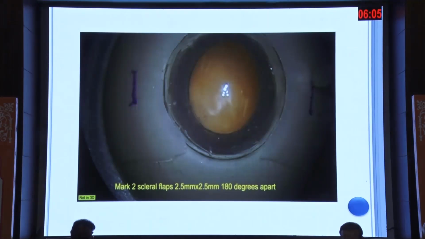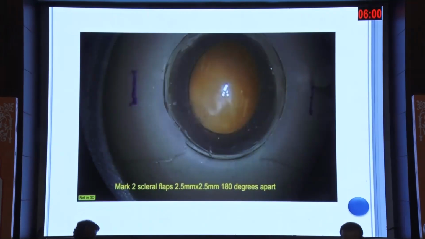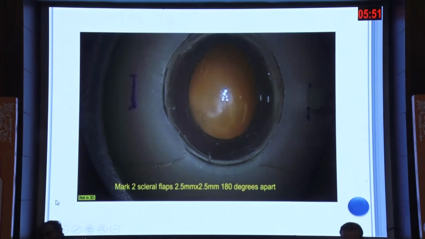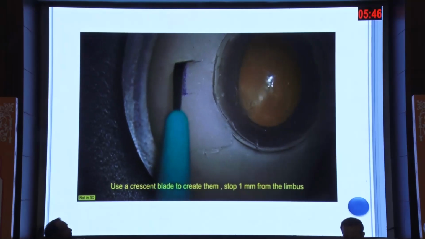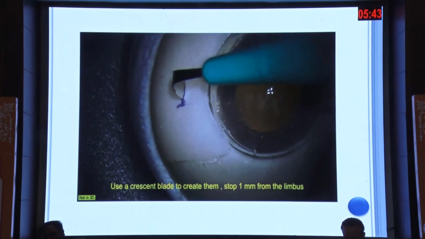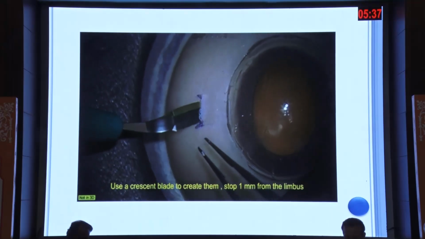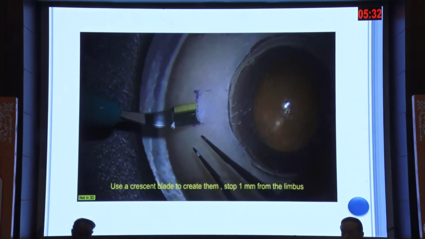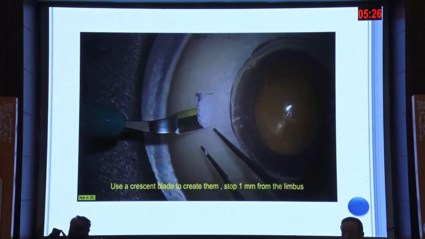So this is a demo eye model. Start demo video. So in the demo eye, for scleral fixation, 2 millimeters away from the limbus, we have made an incision, a groove, just like we make in trabeculectomy. This is a simple partial thickness groove, most of us must be doing trabeculectomy. Use a Kesson blade for this, and stop 1 millimeter away from the limbus.